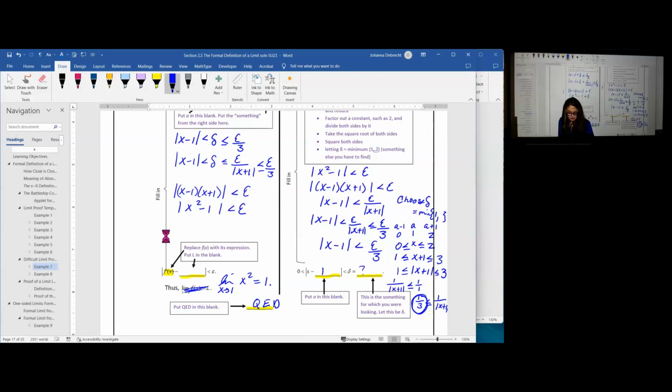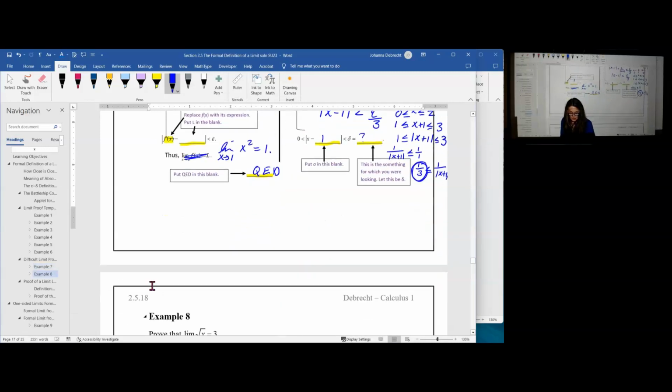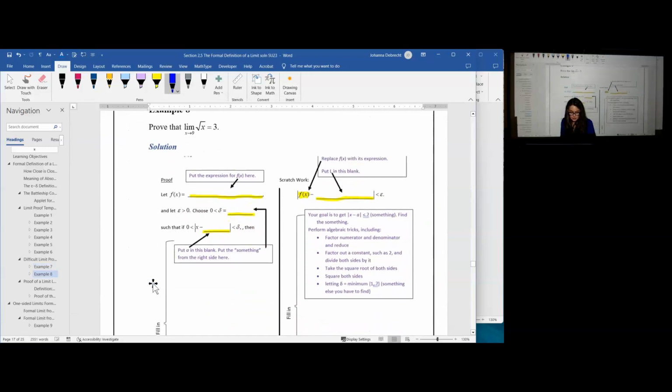All right, let's take a look now at the next problem, which is another challenging one. This one requires a slightly different technique, not the same technique that we used before. I think actually this one is somewhat easier to my mind than the one we did previously. Let's go ahead and identify the parts of our proof. A is equal to 9. The function value is equal to the square root of x, and the limit value is equal to 3.